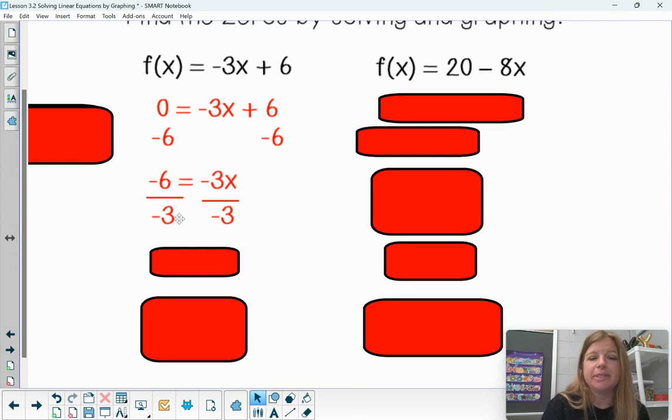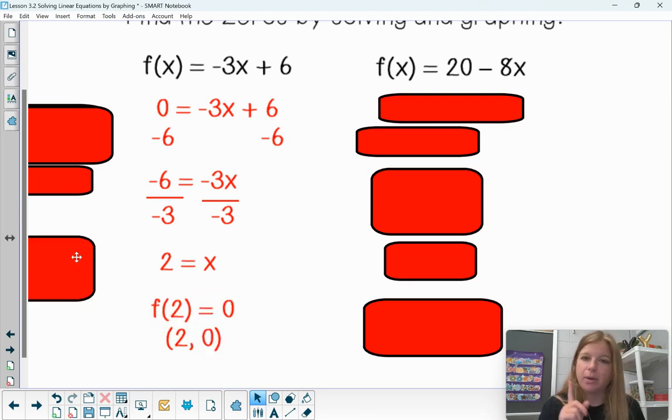I divide both sides by a negative 3. Notice what I am left with. I am left with x equals 2. Okay, let's keep that in mind. So the value of 2 equals 0. So 2 makes the y value become 0.